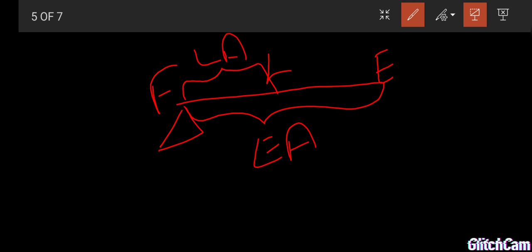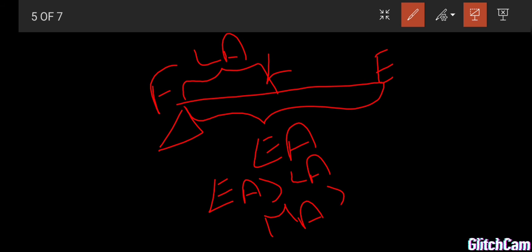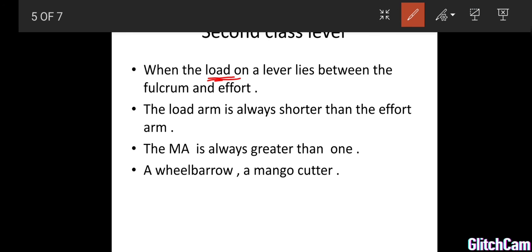From the picture it is clear that the effort arm is greater than the load arm. If the effort arm is greater than the load arm, the mechanical advantage is also greater than 1. So the load arm is always shorter than the effort arm, or vice versa, the effort arm is greater than the load arm. So the mechanical advantage is also greater than 1. Examples: wheelbarrow and mango cutter.